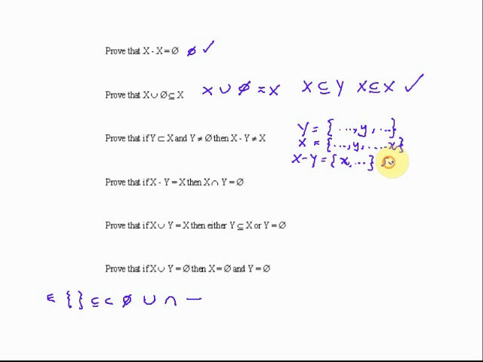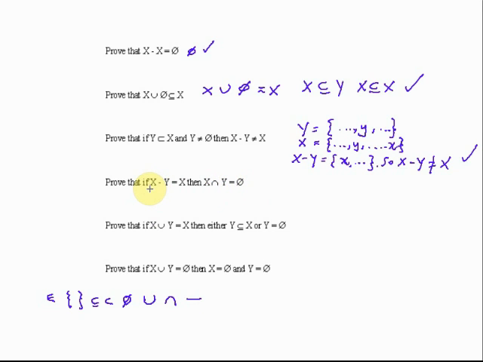So x minus y is not equal to x, because it is missing all of the stuff that's in y, which is in this set x. And that's a tick to show that we've completed the proof. Number 4, if x subtract y is x, then x intersect y is empty.